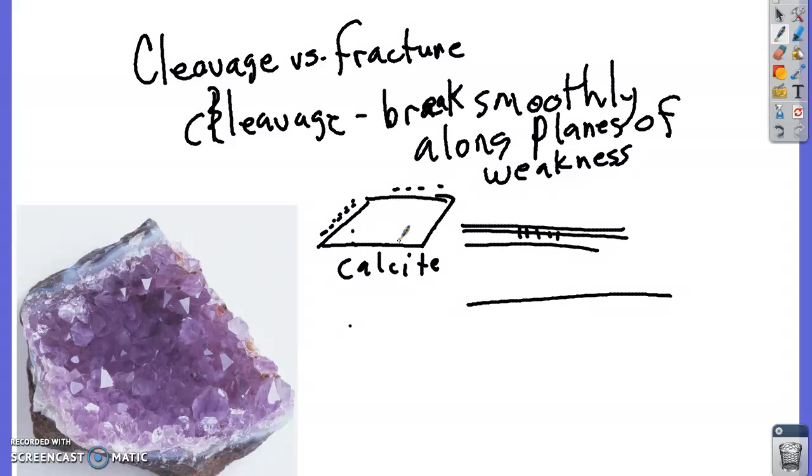Another extreme example of cleavage would be mica. Mica forms in sheets, and the chemicals are held together very strongly along the line, but there are no cross connections, and so you can peel it off in layers. And when these layers peel off, then that's because of the fracture.